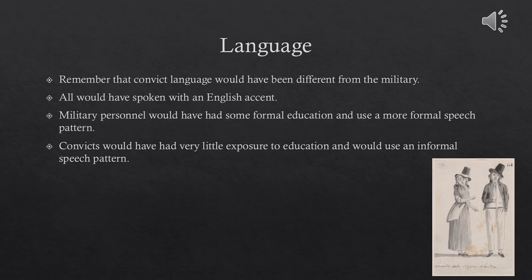Part of using convict language is remembering that we're talking about two different types of people here. We're talking about people who had an education and people who didn't have an education. All of them would have spoken with an English accent, but the people who had an education, like the people who were in the military and the free people, would have been a lot more formal, whereas the convicts didn't really have much of an education, so their language would have been a lot more informal and probably not full grammatically correct sentences.